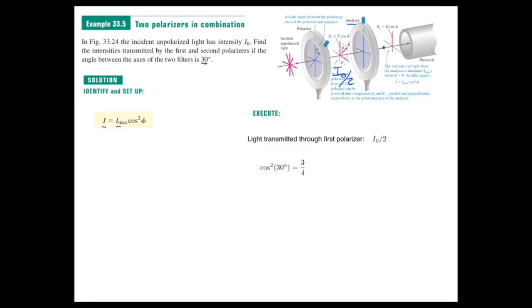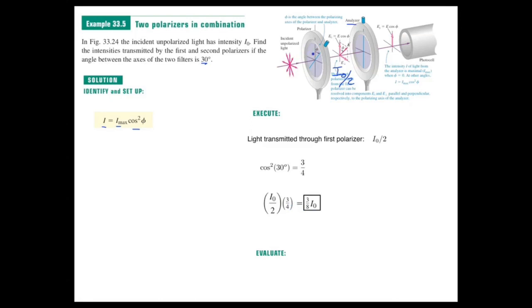As I pass through the second polarizer, the angle between the electric field vector and the polarization axis is again 30 degrees. I need to evaluate cosine squared 30 degrees as per this equation, and I get 3/4. So the total intensity back here is the intensity on the front side, I naught over 2, times this cosine squared of 30 degrees, which is 3/4, so I get 3/8 I naught.